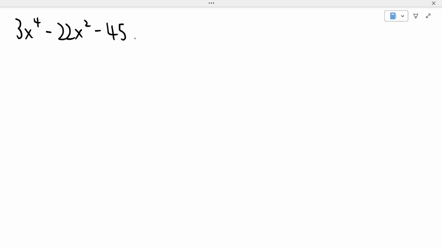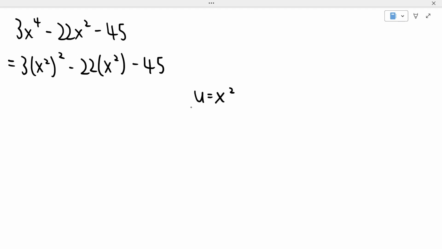Alright, so here's another example. So we can see that this is a fourth degree polynomial with only even exponent terms. So we have the x to the fourth term, x squared term, and the constant term. So this means we can rewrite the expression as 3 times x squared, all squared, minus 22 times x squared, minus 45. So this means we can do the substitution u equals x squared, because if we let u equals x squared, then this expression is just equal to 3u squared minus 22u minus 45 if we substitute for u whenever we see an x squared in the expression.